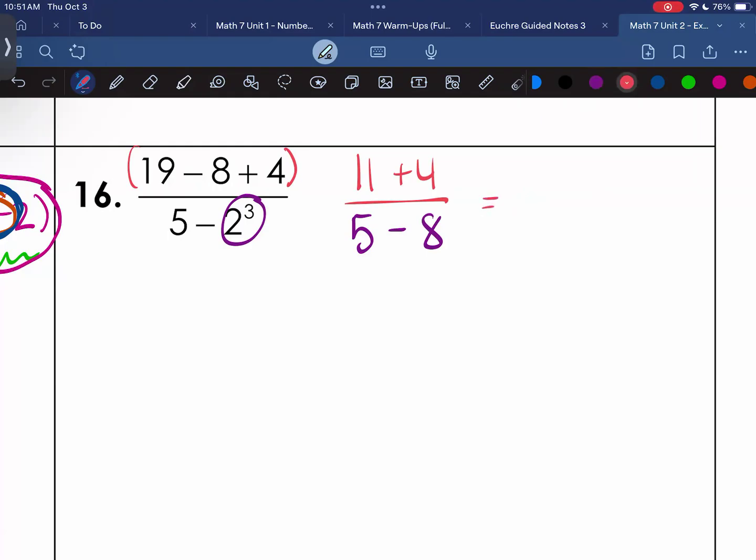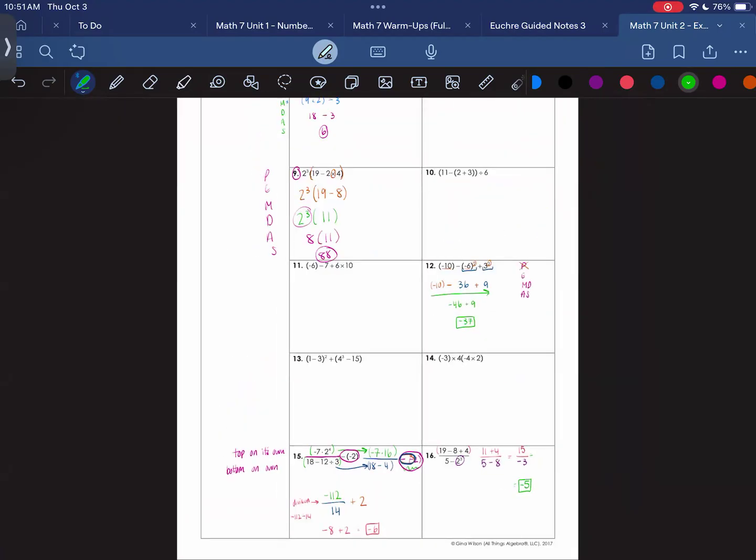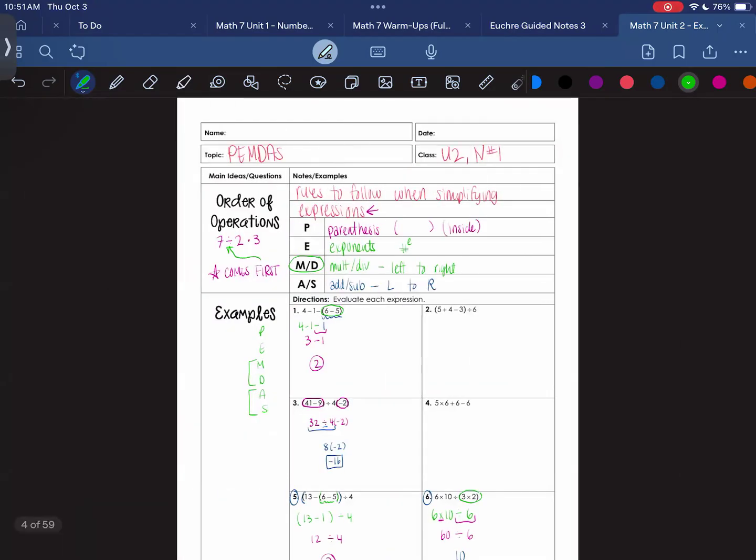Again, on top, we have 11 plus 4, which is 15. On bottom, we have 5 minus 8, which is -3. Now that the top is simplified and the bottom is simplified all the way, we can do our division problem. Remember, fractions are division problems. 15 divided by -3, that's going to get you -5. All right, that's all for notes 1 of our second unit.